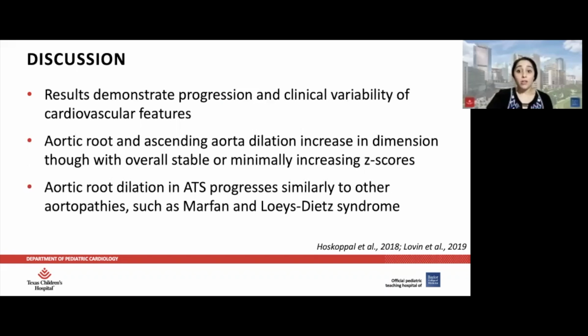So overall, our results do show progression of the cardiovascular features in those with ATS, but it also shows clinical variability between patients. And although the aortic root and ascending aorta increased in size on average, this was not unexpected as children grow, and we expect the aorta to grow as they do. But importantly, they did so with minimal changes in their z-scores. And the findings here also show that aortic root progression in ATS is similar to other aortopathies like Marfan and Loeys-Dietz syndrome.